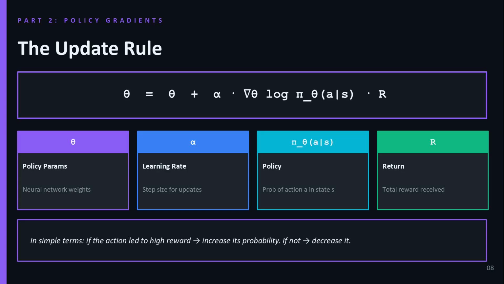It is the update rule. In simple terms, if an action gives a high reward, increase its probability. If it gives low reward, decrease it. So the model learns by reinforcing good actions.